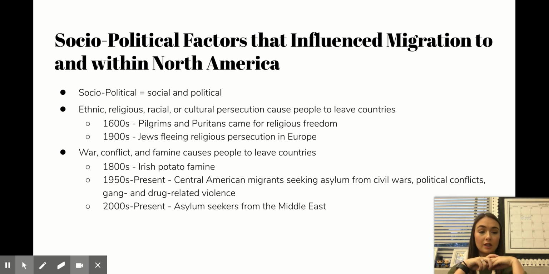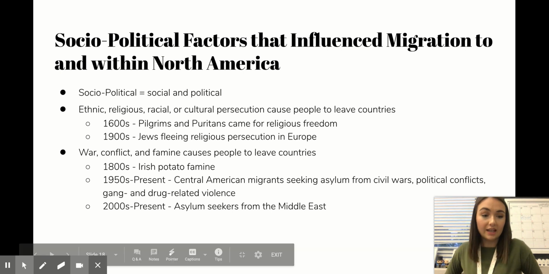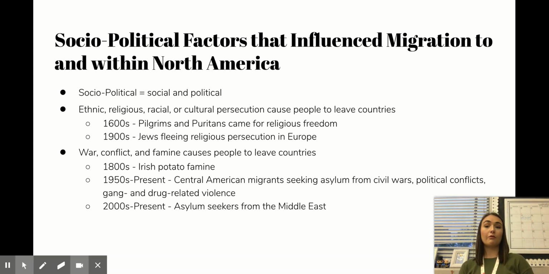But still, there are a lot of countries in the Middle East who don't allow their citizens as many rights, and they take away a lot of rights. And so those people are still coming into America. So these are large influxes of migrants that came to the United States for socio-political reasons. You need to be familiar with those chunks for your test.